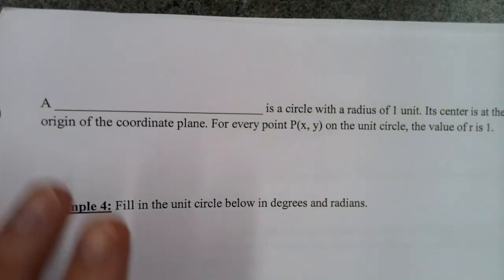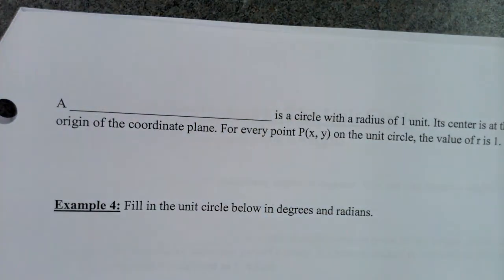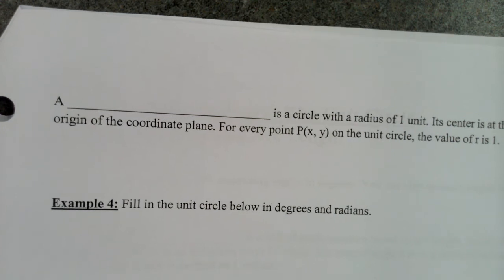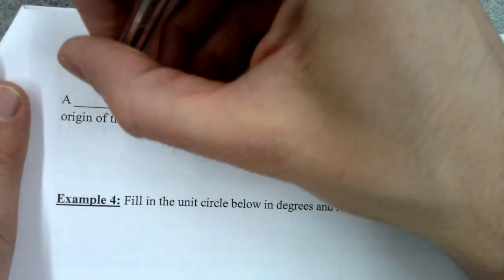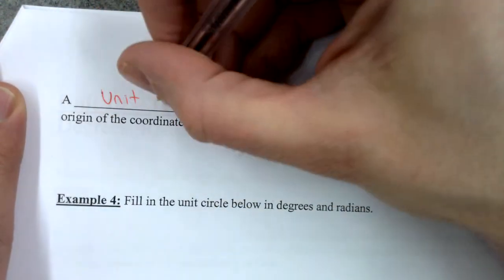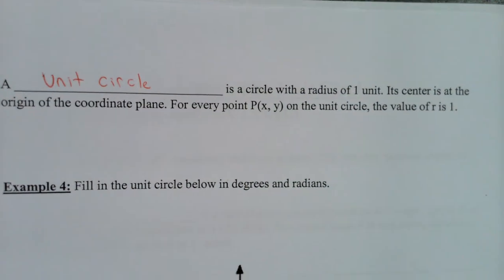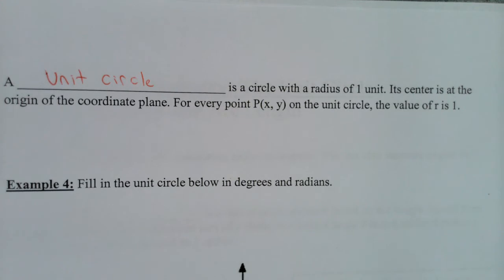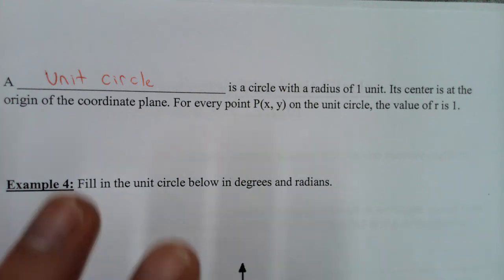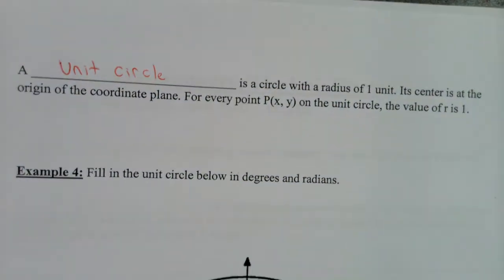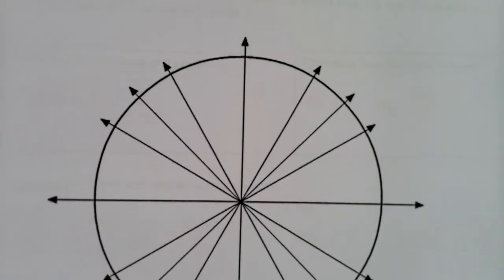One definition. A unit circle is a circle with a radius of 1 unit. Its center is at the origin of the coordinate plane. For every point P, (x, y), on the circle, the value of r is 1 because the radius is 1. Okay. So example 4.